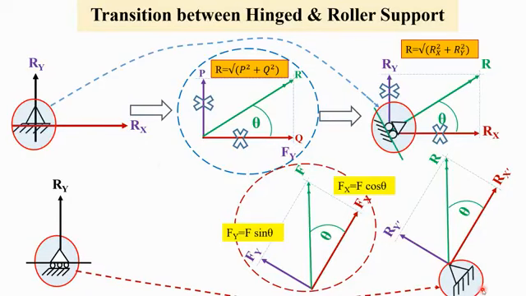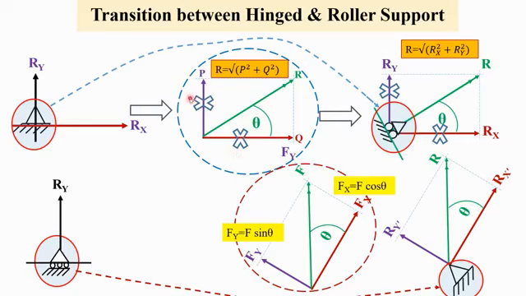Now some interesting fact: transition between hinge and roller support. Say this is a roller support. It has two forces, one horizontal, one vertical. We know we can find the resultant of two forces P and Q as R. The value of R will be root over P square plus Q square and the angle will be theta. I am not going to tell how theta is found out, you know it.